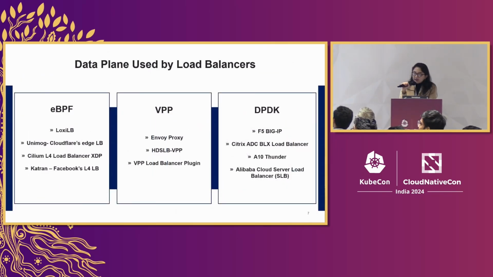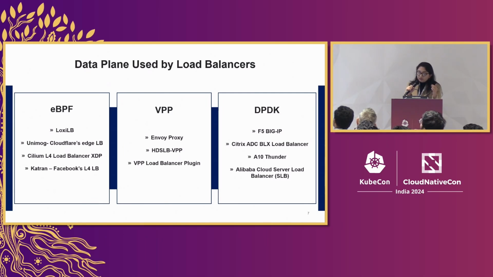Broadly speaking, eBPF is the one that is used mostly. Some of the high-performing load balancers are also using DPDK, and very few, but still, are using VPP. Load balancers like Loxilb, Unimog, Cilium, and Katran are using eBPF with the XDP hook to perform load balancing logic at the device driver layer. So you can perform load balancing at the device driver layer and take all the actions and decisions on that layer itself without sending traffic to the kernel.